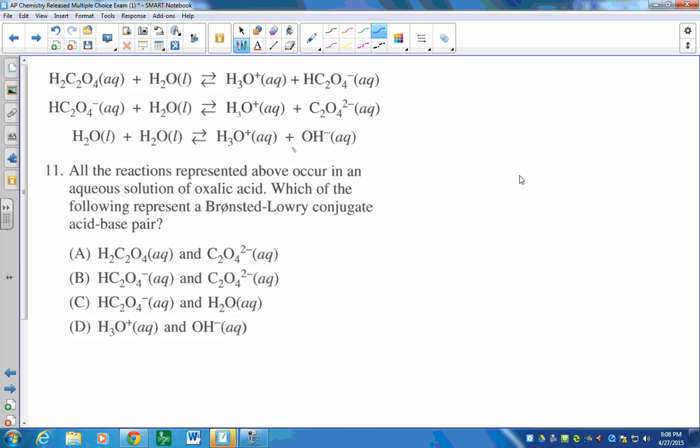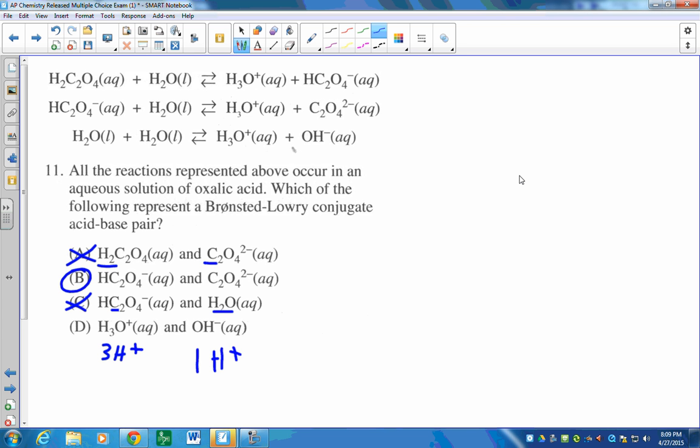A conjugate acid-base pair has to be identical in all respects except for one hydrogen. So it's not A. They differ by 2 hydrogens. It is not B either: this has carbon, and this doesn't even have carbon. And these, again, differ by 2 hydrogens, because this has 3 H plus, this has 1 H plus.